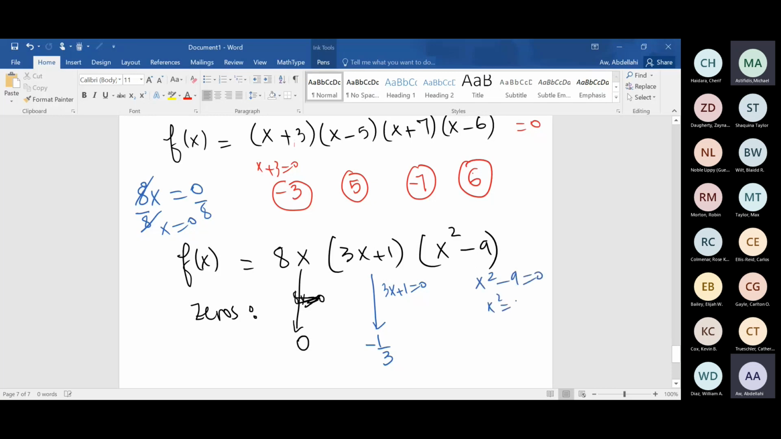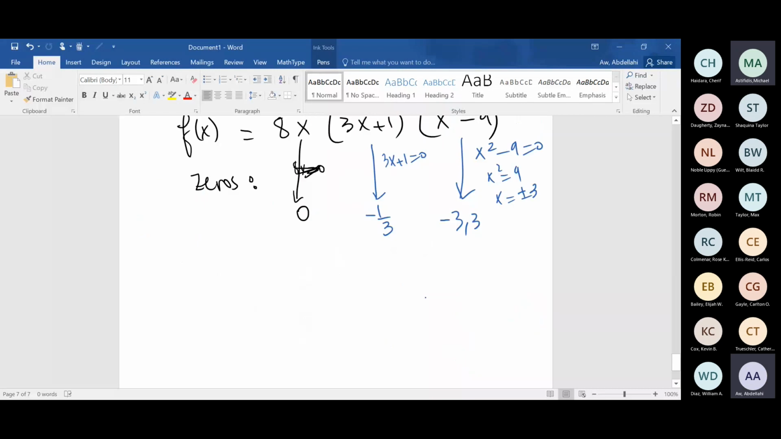Okay, now here, x squared minus 9 equals 0. x squared equals 9. x equals how much? 3. Only 3? No, plus or minus 3. So we have 2 zeros here, negative 3 and positive 3. Okay? So we have 3 for this one, for this one we have 4 zeros. All right?